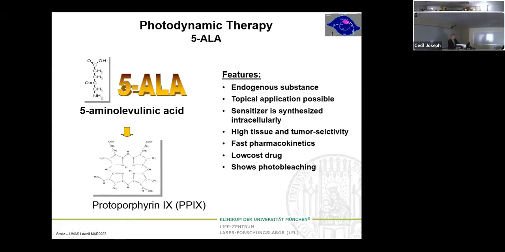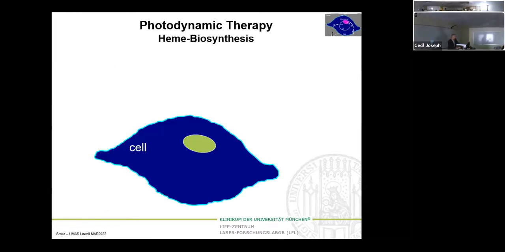And at the very end, also PP9 shows photobleaching. So how does it happen? Here is a short introduction to the heme biosynthesis pathway.